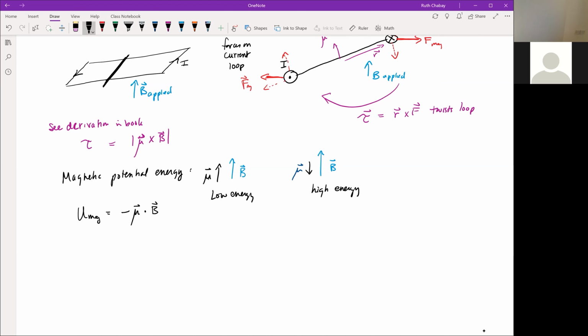So that's minus mu B cosine theta. And this also is derived in the book. I'm not going to go through it here.